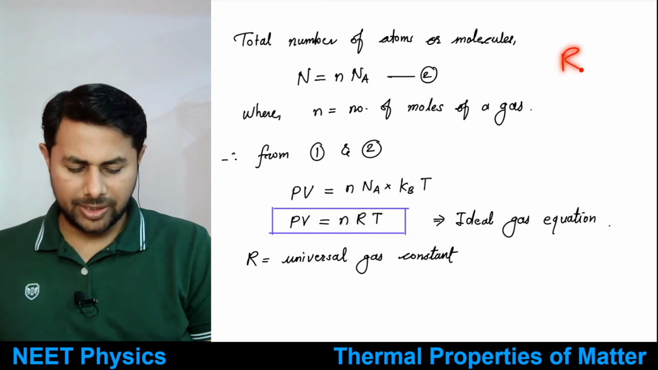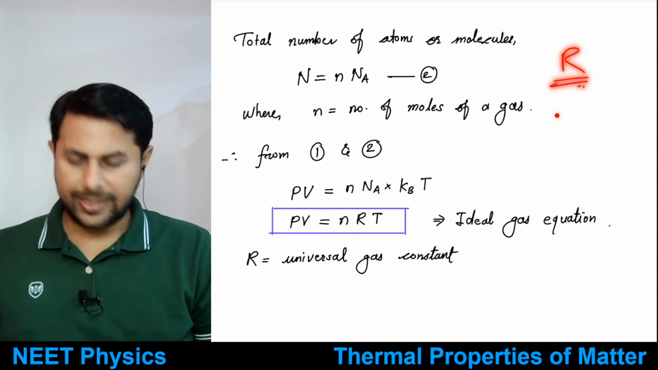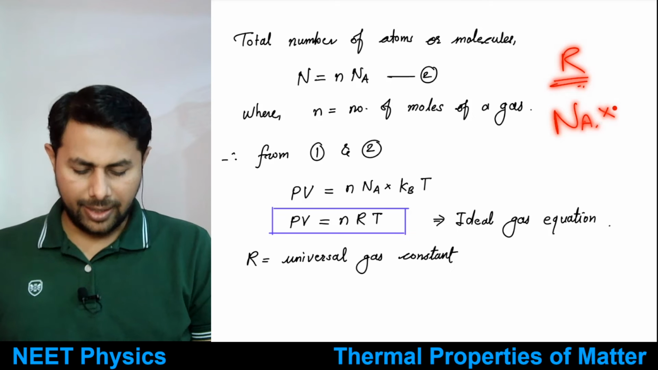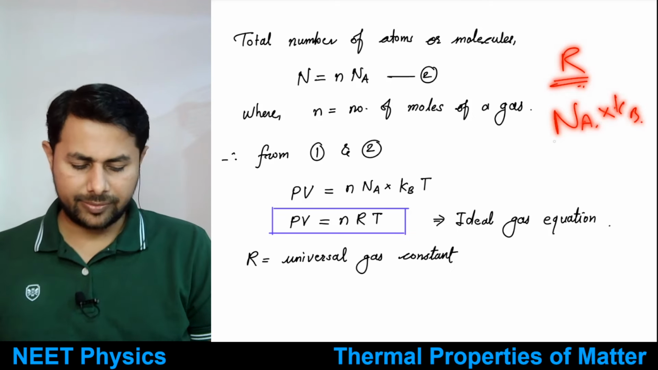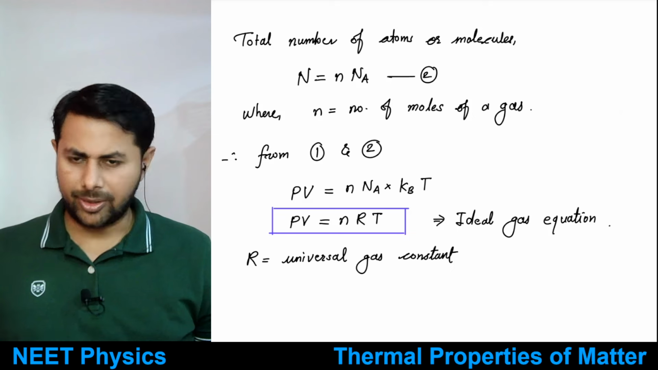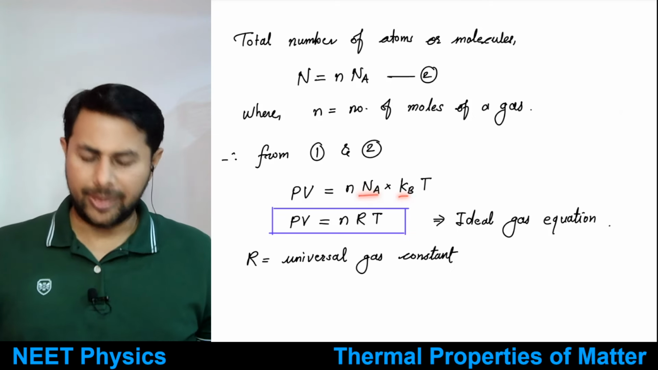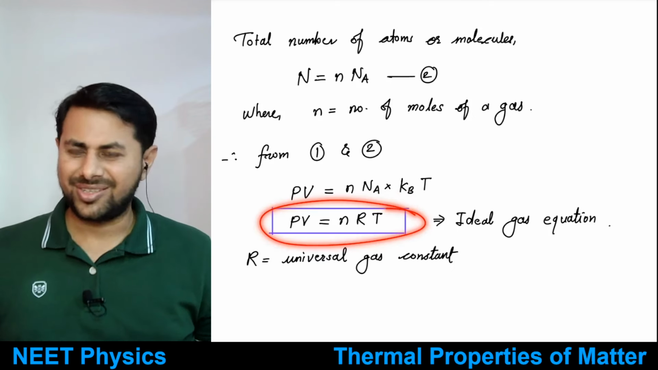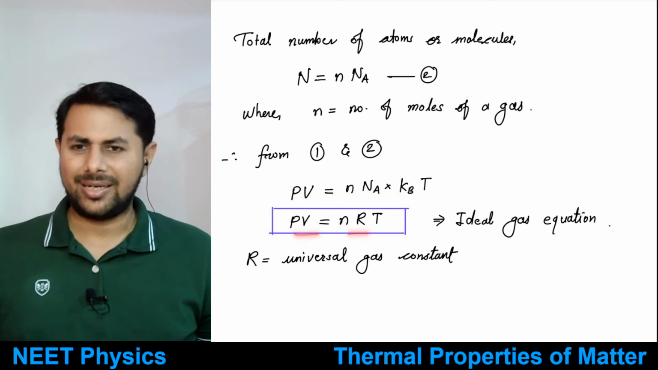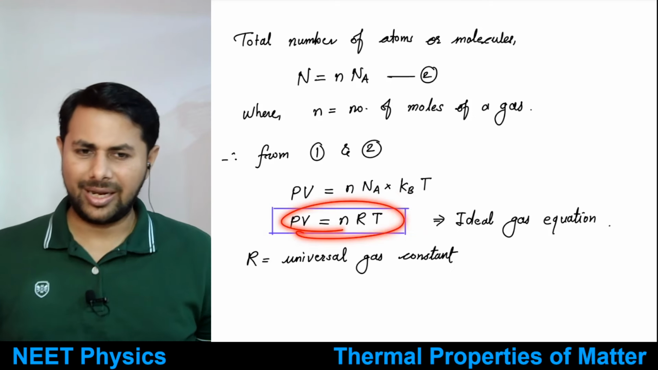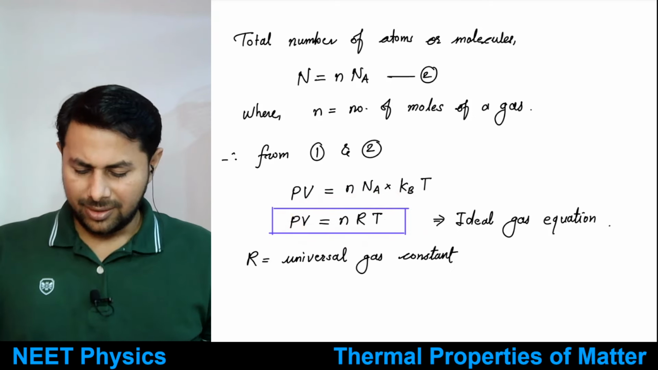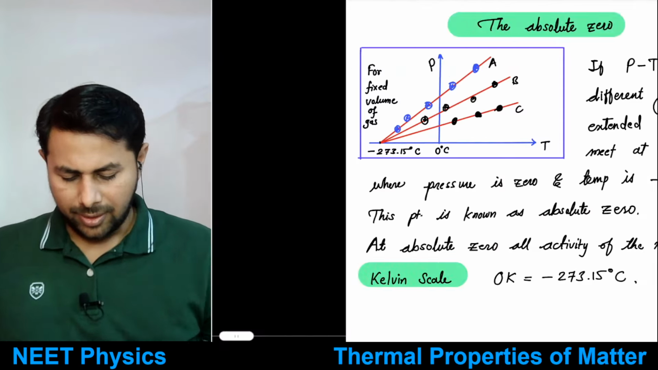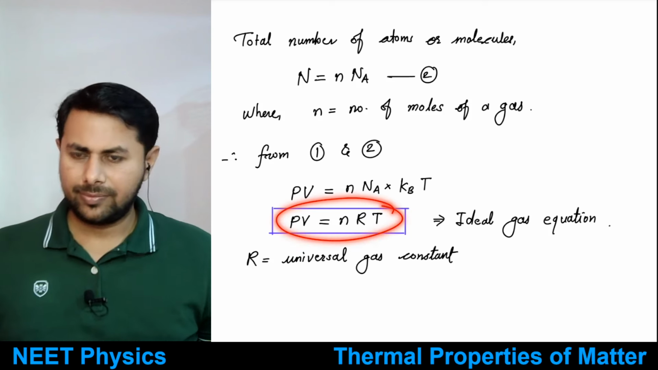Okay, so what is the universal gas constant? The universal gas constant is the product of Avogadro's number and the Boltzmann constant. Okay, it is the product of Avogadro's number and the Boltzmann constant, right? And then you get this famous equation, of course, PV is equal to nRT. Okay, PV is equal to what? nRT, right? So then, okay, this thing is clear, everyone?